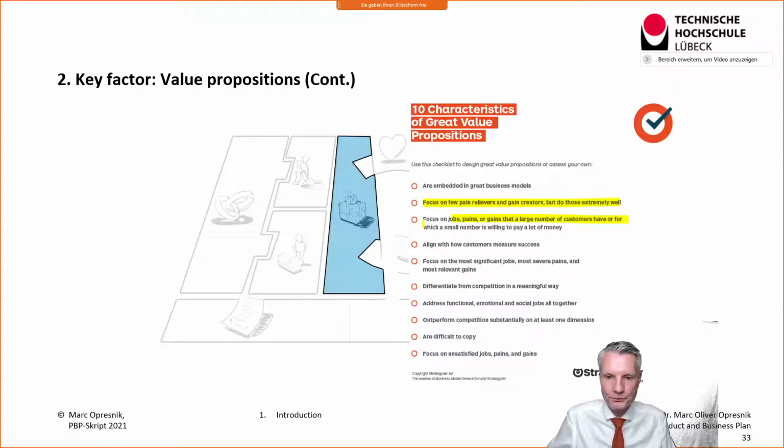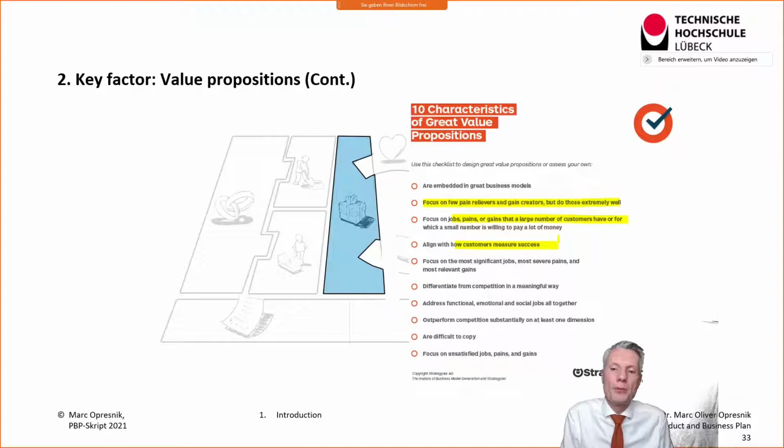Align with how customers measure success. So it has to be clear to the company and to you what kind of circumstances customers perceive as being a success. For example, which kind of feeling do they need to have to make the troublesome feeling go away? So what needs to be done in order to solve their problems?